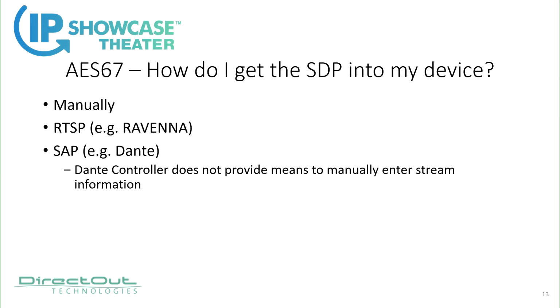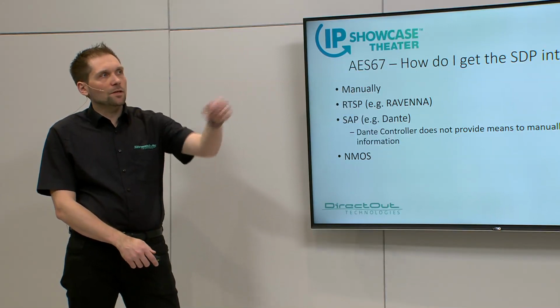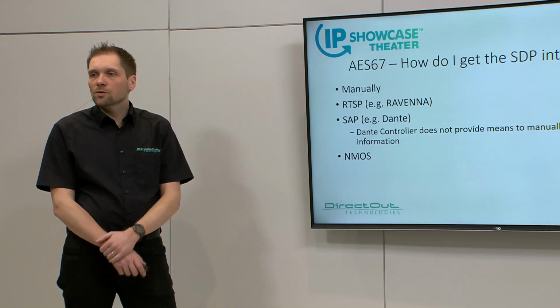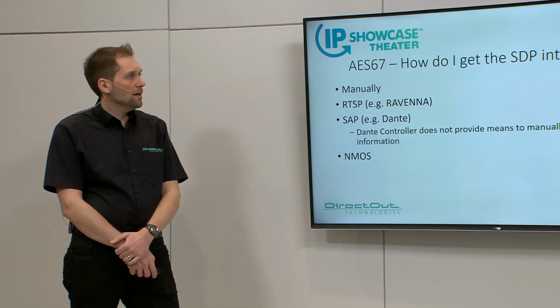A side note is that Dante Controller does actually not provide means to manually enter streaming data. So if you want to set up something with Dante, you have to use SAP, and make it work with SAP somehow. I will show you a tool in a second that will help you with that. And here we go. In the future, it will, of course, also be possible to use NMOS, which you can see over there in the tech stack demo. Devices using NMOS to set up streams and discover devices on the network. So this is also possible. It works very well with 2110 and also AES67.